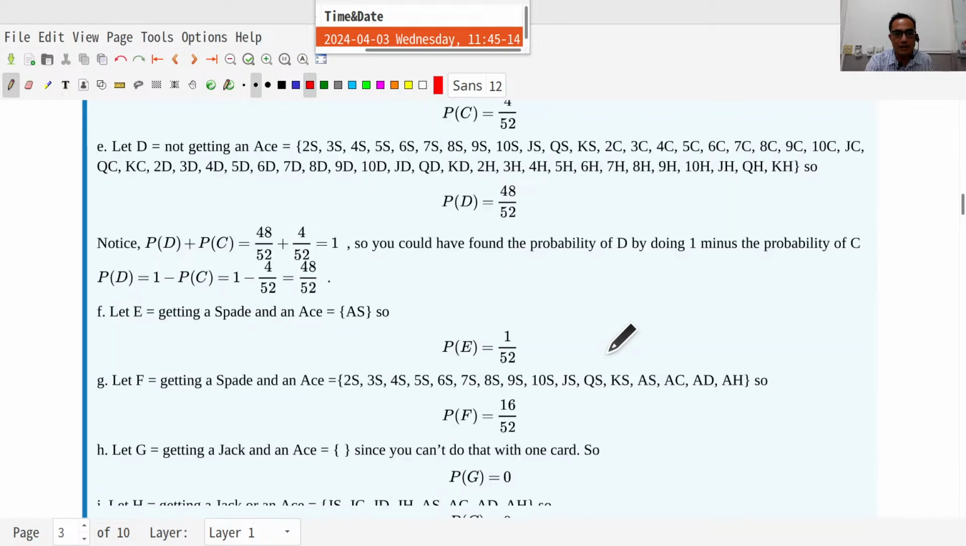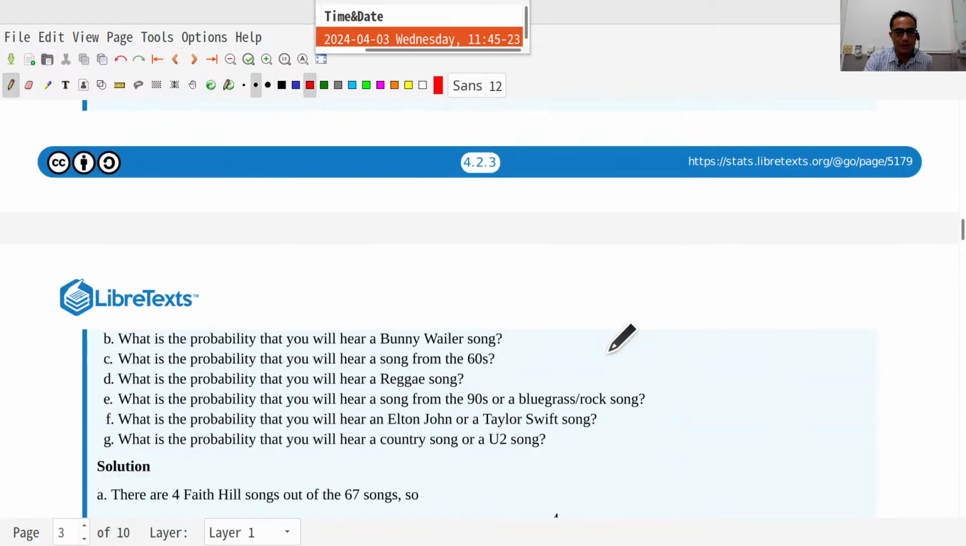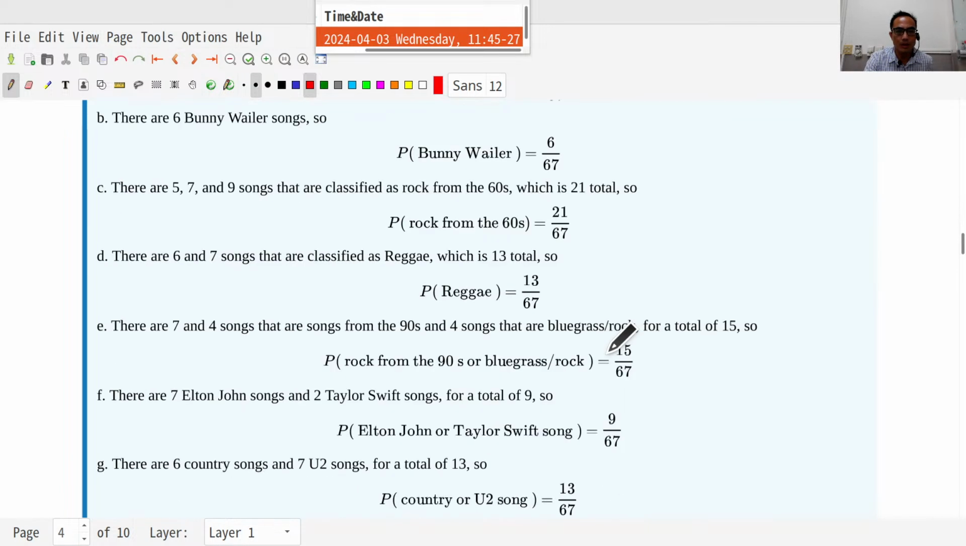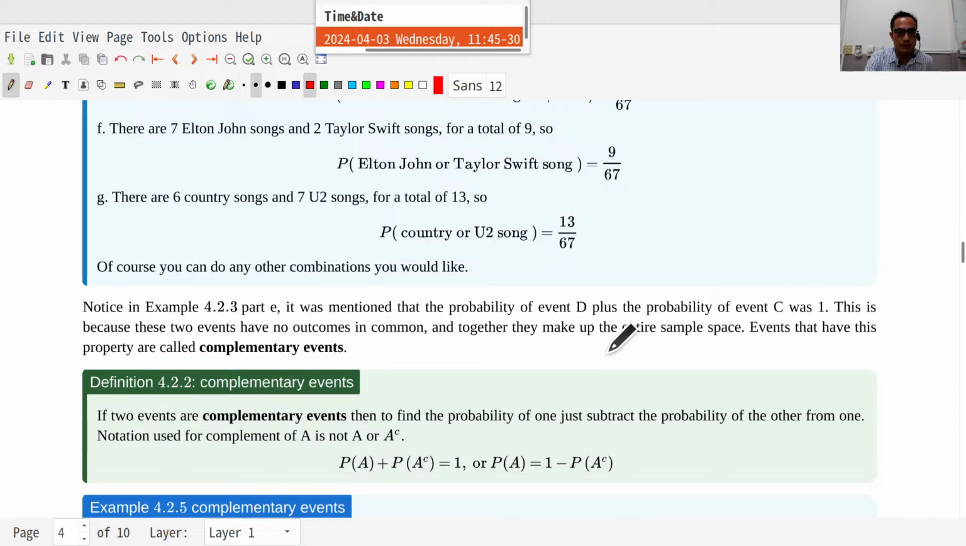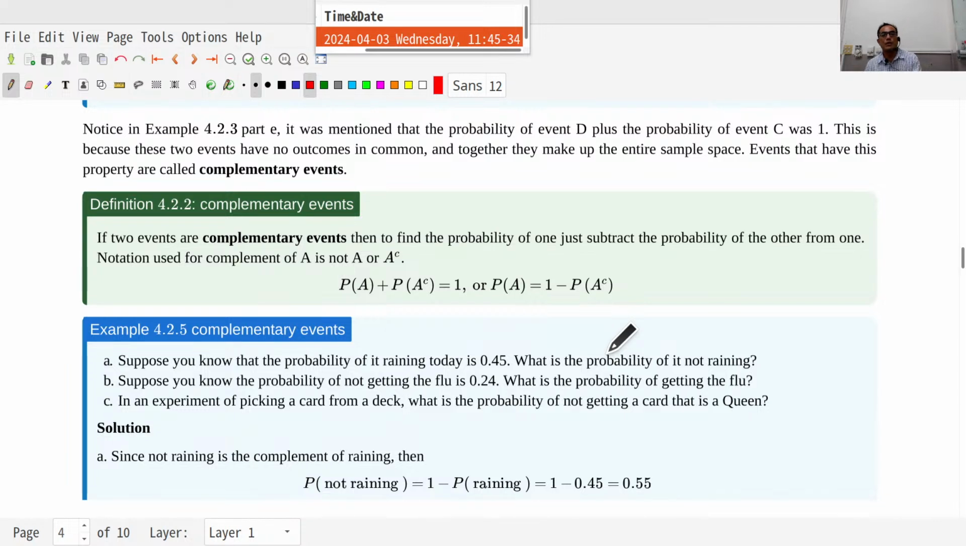Let's move to the next. I think this part is not hard for you because most of you already learned this in high school. Okay, let's move to the definition.